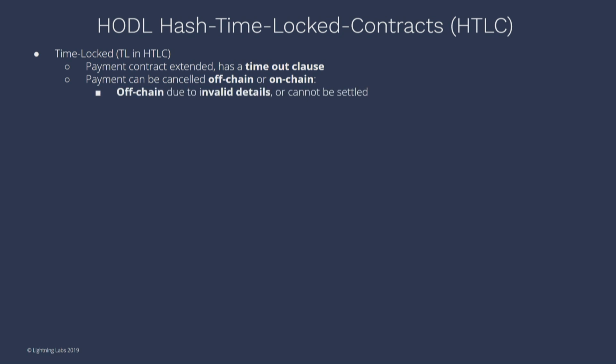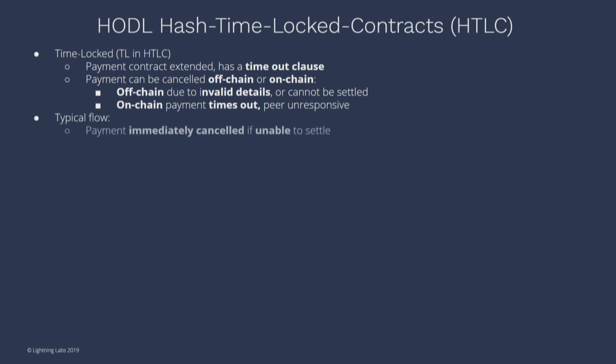If it's canceled off-chain, maybe that's due to invalid payment details or it cannot be settled, which means it's canceled instantly. While if it's canceled on-chain, it has to be broadcast and go on-chain, actually pulling the pre-image on-chain itself, which takes more time and adds more transaction fees. So typically, if a payment can't be settled, it's canceled immediately.